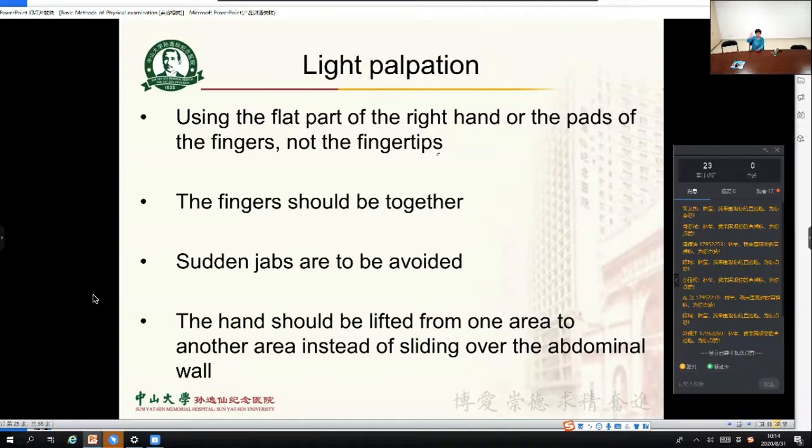Use the flat pad, and the fingers should be together. Put your fingers together. Sudden jabs are to be avoided, like this. Touch the patient's abdomen or the body part with the flat part of the right hand. The hand should be lifted from one area to another instead of sliding all over the abdomen. If you slide all over the abdomen, this is what we call massage, not light palpation. Okay, pay attention to this.